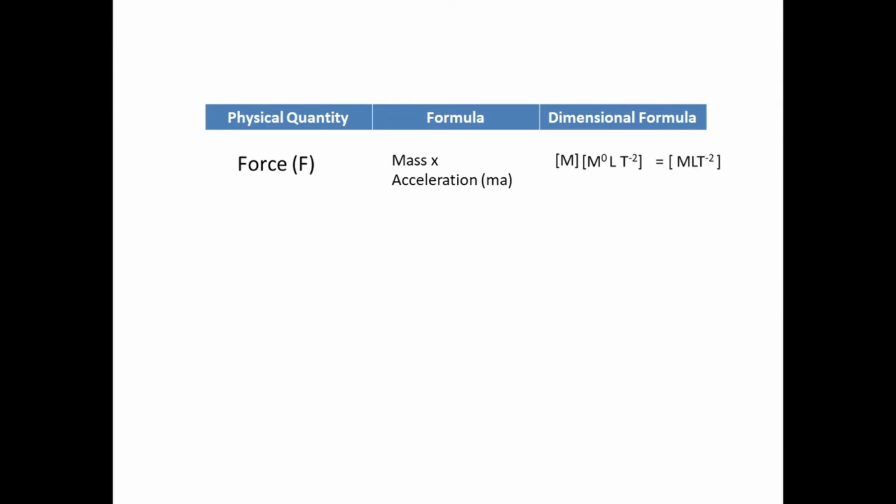If we take another physical quantity like work, it has the formula force into displacement. You can just write the dimensional formula of force and displacement individually and then multiply them. Like force has the dimensional formula MLT power minus 2 and displacement has the dimensional formula L. So it becomes MLT power minus 2 into L, and if we multiply L and L we get ML square T power minus 2.